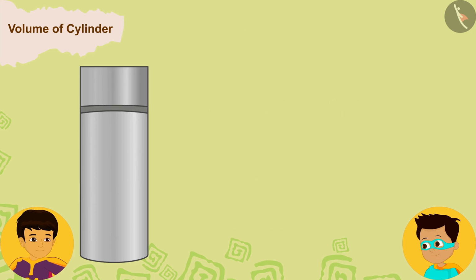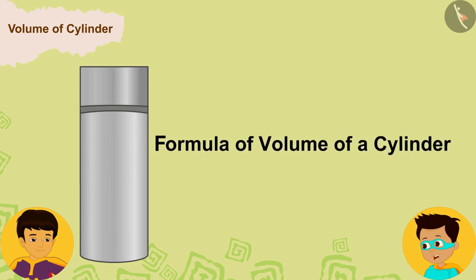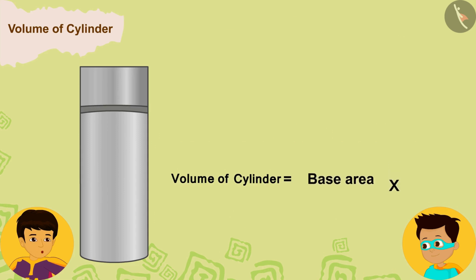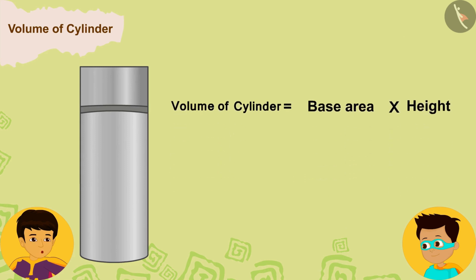Now, let me quickly tell you the formula of volume of a cylinder. The volume of any cylinder is equal to the area of its base multiplied by its height. And if the radius of the base of the cylinder is r and the height of the cylinder is h, then we can also write the formula of the volume of the cylinder as pi r square h.